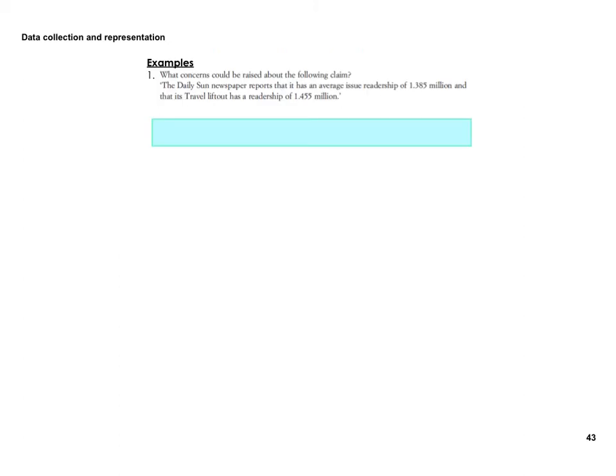Okay, here's a question. Question 1. What concerns could be raised about the following claim? The Daily Sun newspaper reports that it has an average issue readership of 1.385 million, and then its travel lift out has a readership of 1.455 million. So have a think, just drop down, what do you think, or what issues could arise from this? Okay, you may have seen already, but obviously these numbers aren't the same.